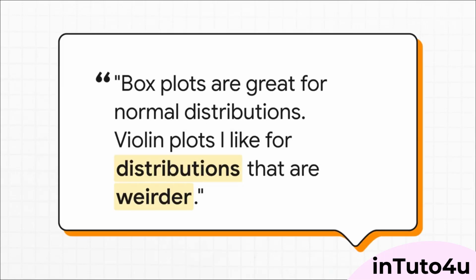You know, I saw a comment on the data science subreddit that I think just nails it. The person said, box plots are great for normal distributions. Violin plots I like for distributions that are weirder. And that's really it, right? It's about using the right tool for the job.